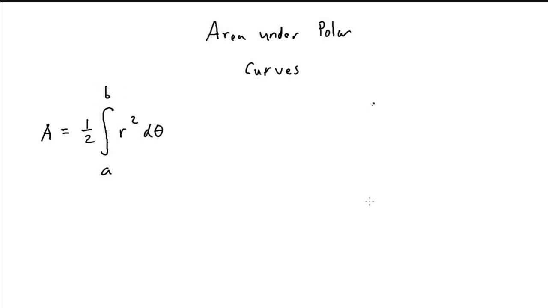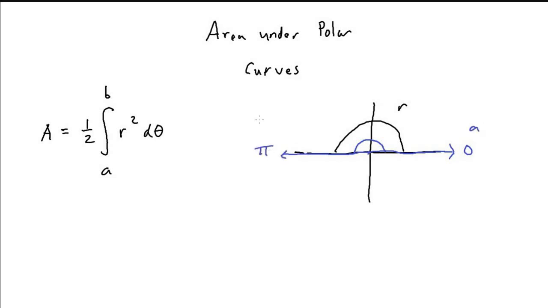So let's say we have a certain given curve r, and we're trying to find the area under this curve. Notice how this curve is going from the angle of 0 all the way 180 degrees to the angle of pi radians. So our a value is going to be 0 and our b value is going to be pi, because those are our bounds of integration.